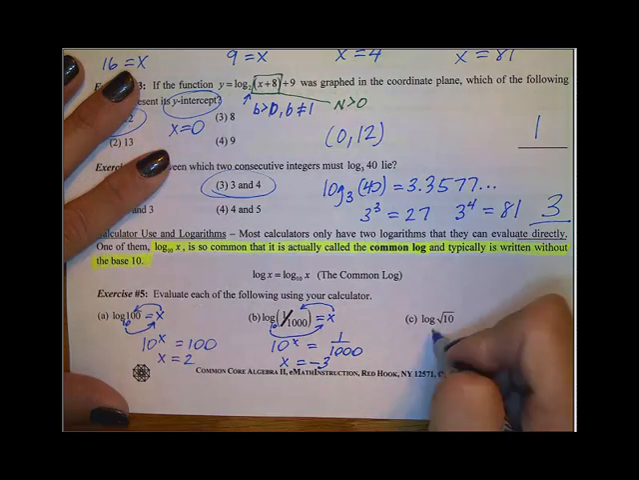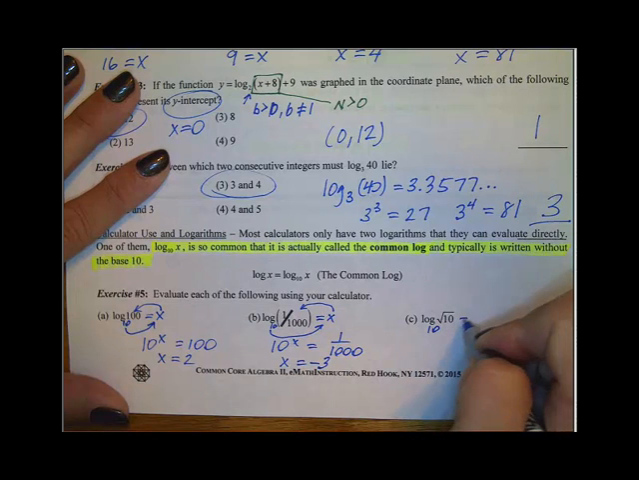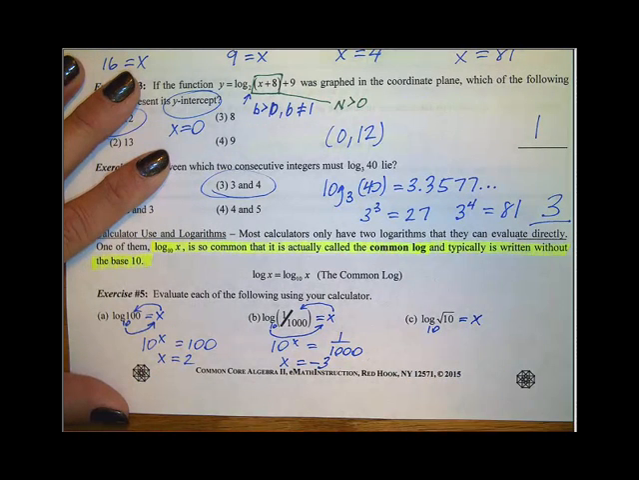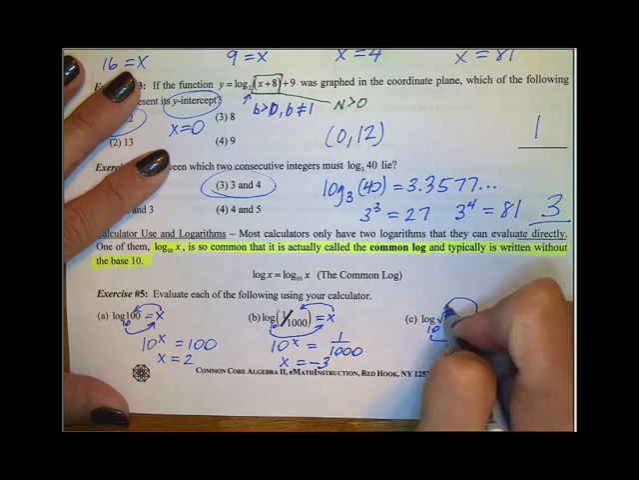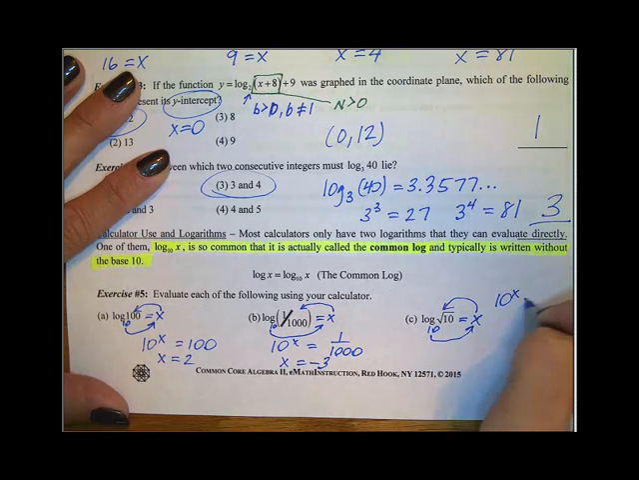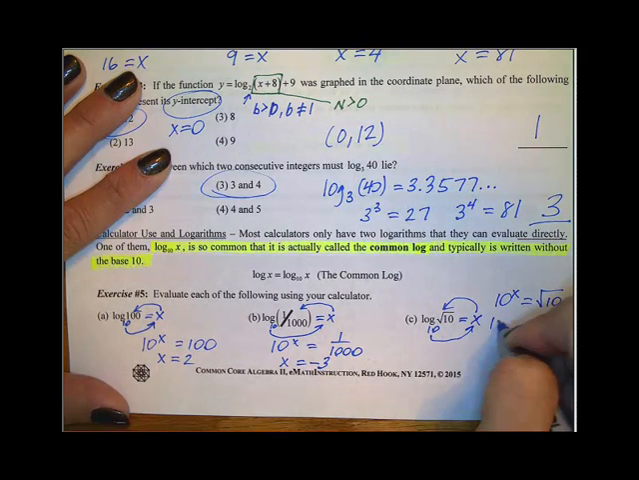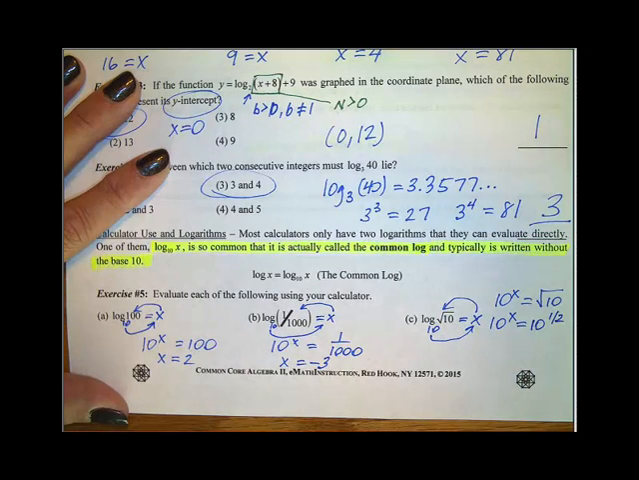Last one, 10 is our base. We're looking for our exponent. So 10 to the x equals radical 10. Well, radical 10 or square root of 10 is the same as 10 to the 1/2 power. So x equals 1/2.